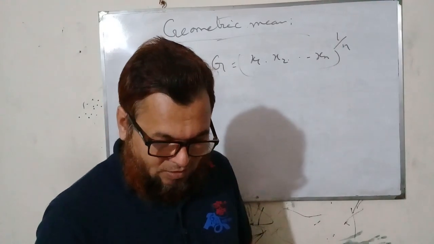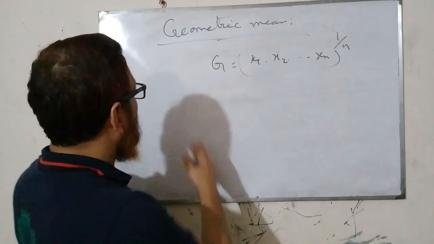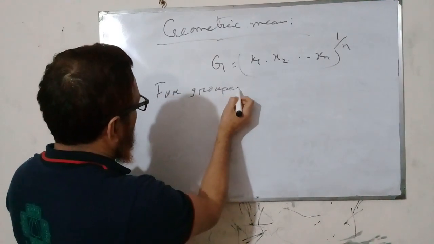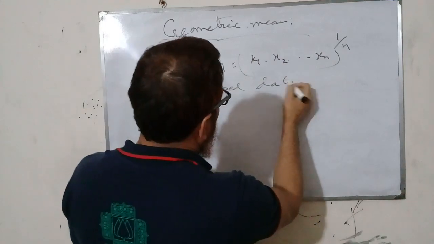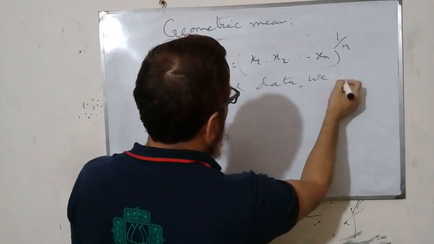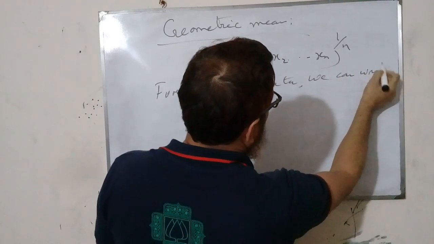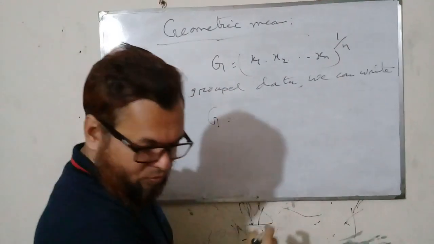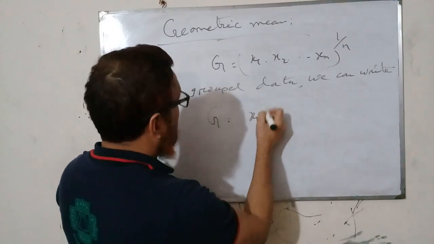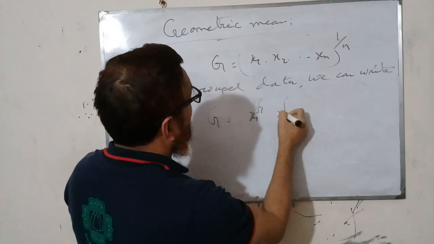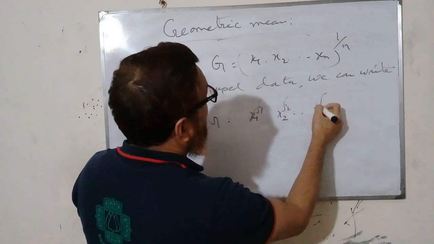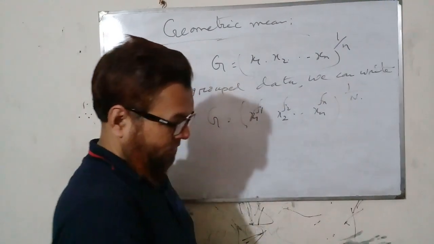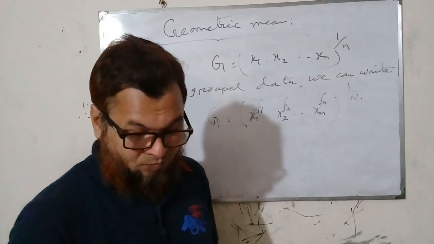This is for ungrouped data. For group data we can write G equal to (x1 to the power f1, x2 to the power f2, up to xn to the power fn) to the power 1 by N.